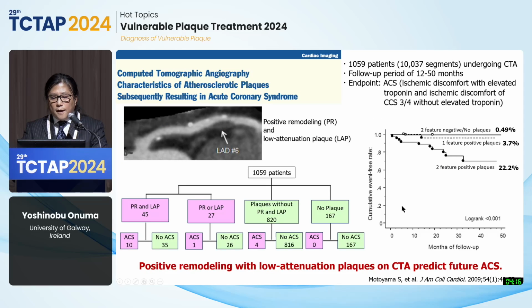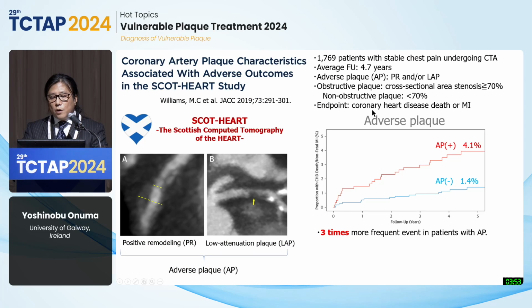perivascular fat. And this is a classical study from Japan in 2009: if you have plaque characteristics of positive remodeling and low attenuation plaque, those patients have a higher event rate of 22% compared to 0.49% for the patients without plaque or without positive findings of positive remodeling or low attenuation plaque.